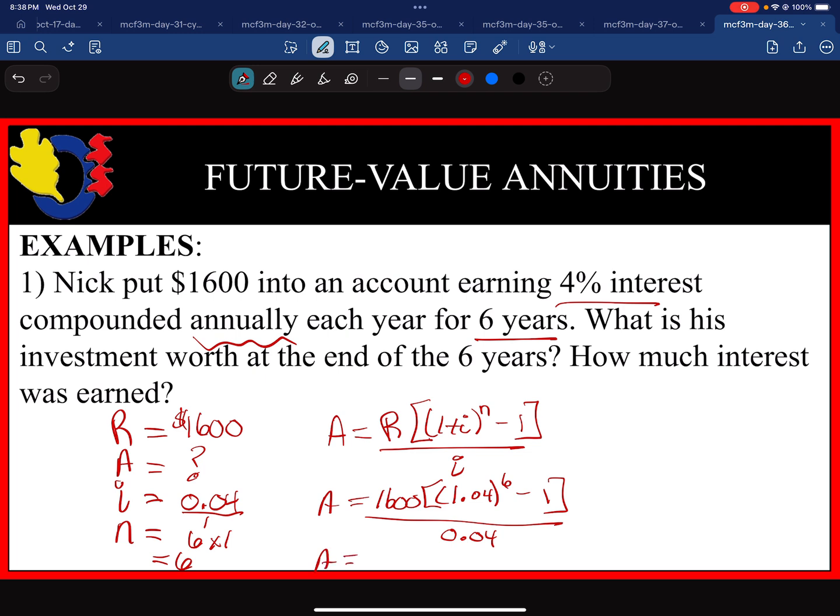You should end up getting A is equal to $10,612.76. And in the context of the problem, because it's a word problem, we need to have a therefore statement. So therefore, the investment is worth $10,612.76 after 6 years.